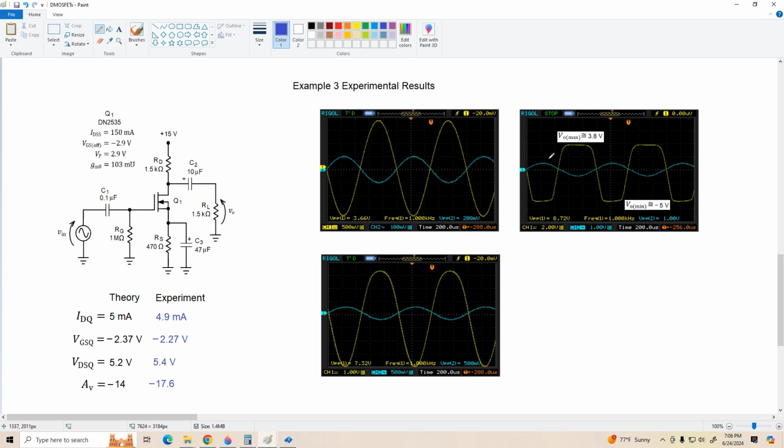And finally, when I drive it into clipping by applying a 1 volt peak to peak input, I get a positive clipping point of about 3.8 volts and a negative clipping point of about negative 5. So we don't really have a centered Q point, but it's not bad. We do get a pretty decent output swing from this amplifier.